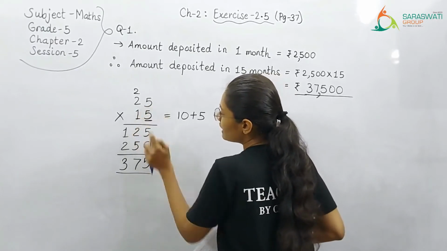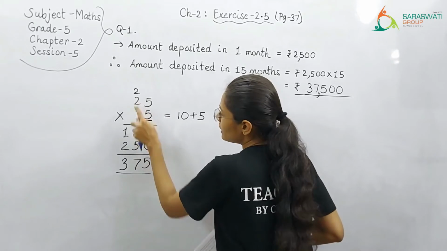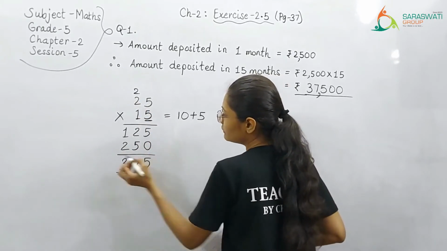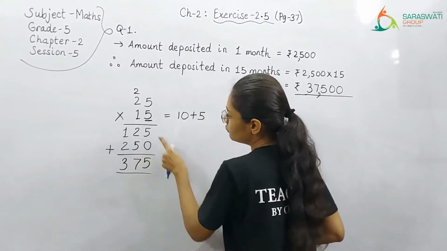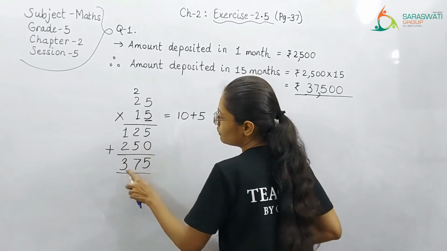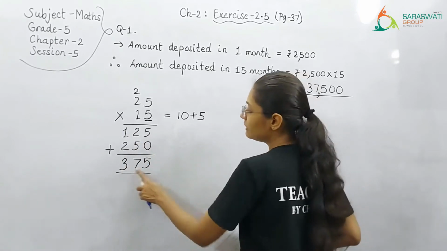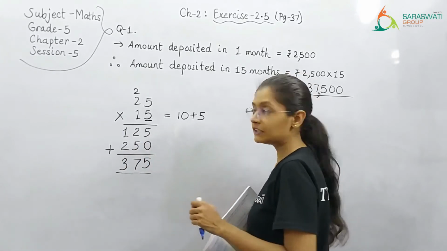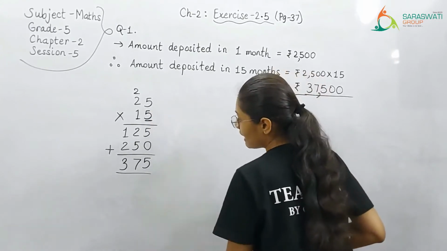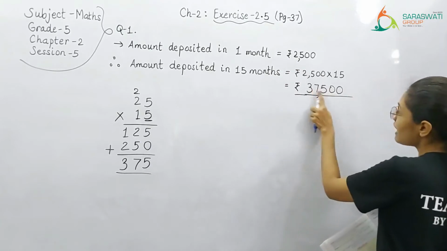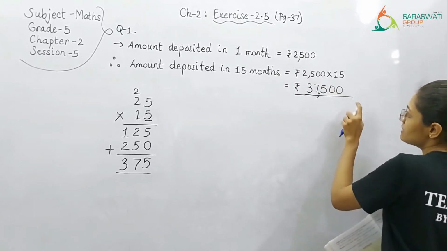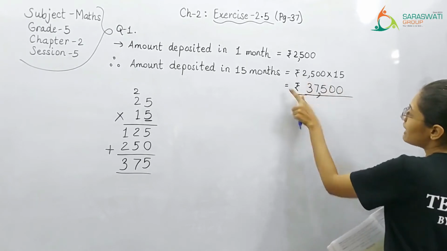So 1 5s are 5 and 1 2s are 2, right? So students, we will add these two numbers, right? So 5 add 0 5, 2 and 5 7, 1 add 2 3. So 375 is the answer when we multiply these two numbers. But this is not our final answer. 375 यहाँ पे लिखा and we have to add these two zeros behind, right? So this is the final answer.